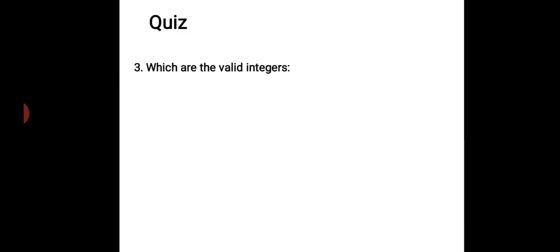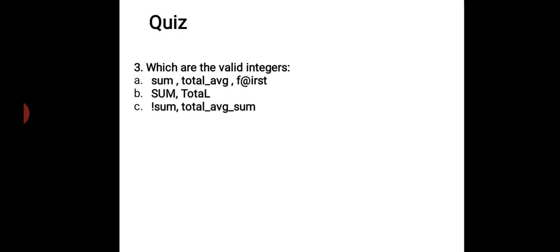Third question: which are the valid integers? First one is sum, total-average, first. Second one is sum, total and hyphen. Third one is hyphen sum, total, average, sum average. Fourth, both A and B. Which one is correct? Valid integer. D, both A and B, is correct.